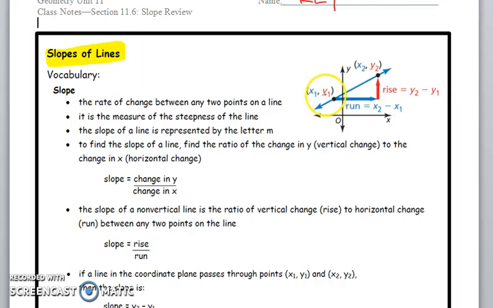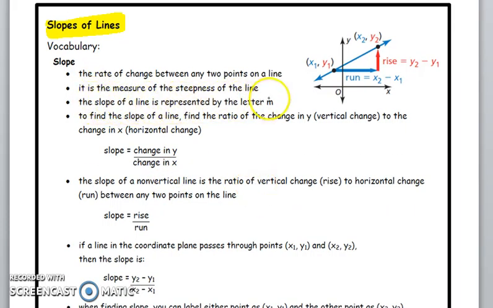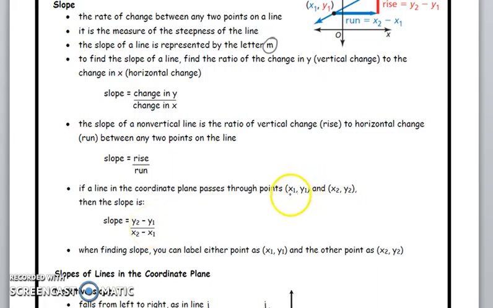So if we have points x1, y1 and points x2, y2, remember that slope is change in y over change in x. We normally use the slope of the line represented by the letter m. You might have seen slope represented as the rise over the run. And going along with that x1, y1, x2, y2, change in y over change in x, you find the difference between the y's and you do the difference between the x's. You can label either point as x1, y1, and so on and so forth.